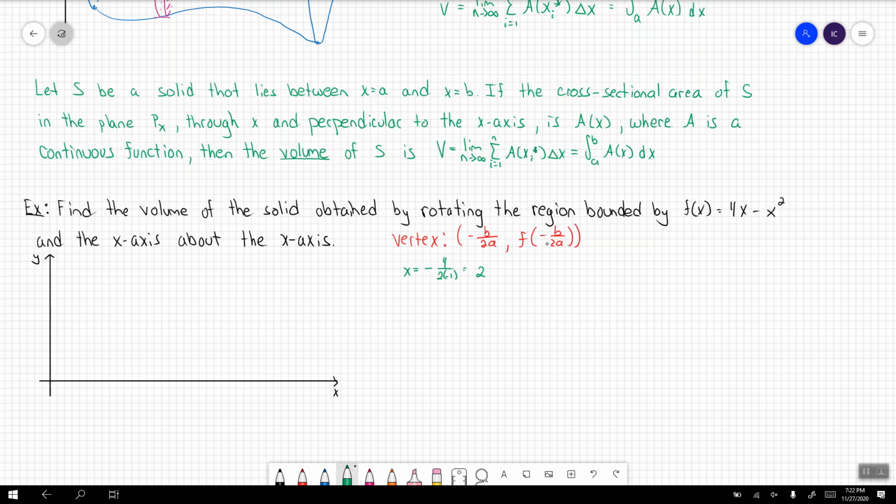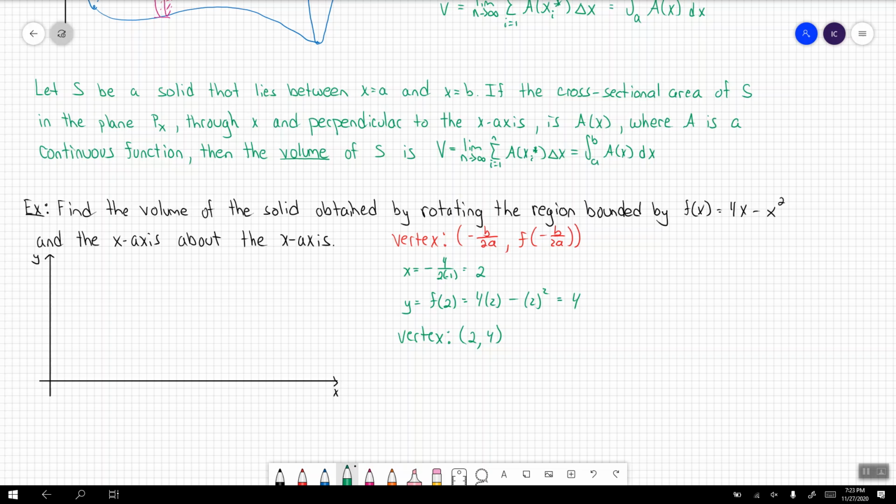And then in order to find the vertex, I'm going to evaluate 2 into my function. So this is 4 times 2 minus 2 squared. All right, so 4 times 2, that's 8, minus 2 squared, which is 4. So 8 minus 4 gets us 4. So there's my vertex. The vertex then occurs at (2, 4). Okay, so I at least have some point of reference as to how high this parabola is going to go.